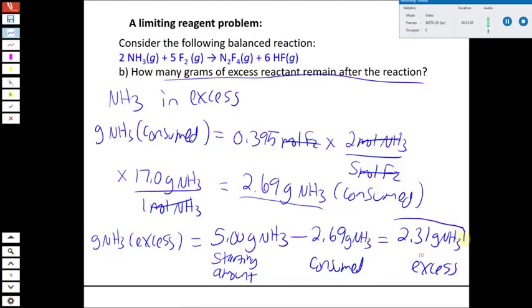So if we're ever asked to determine how much excess reactant is remaining after the reaction is over, you have to do a sort of by difference. You know how much excess reactant you started with. That's going to be given to you in the problem. We use stoichiometry to figure out how much of our excess reactant is actually consumed and converted into our products. And then the last step is to subtract the two to figure out what's the actual amount remaining. Okay, any questions on that?